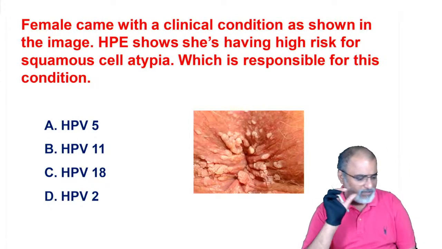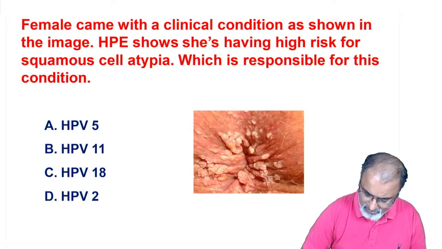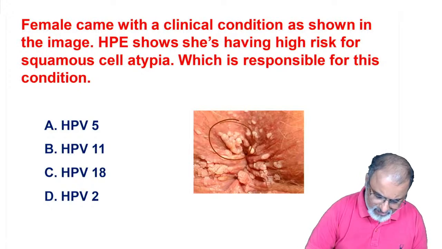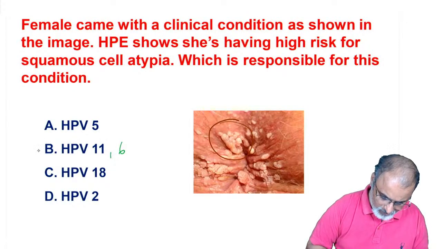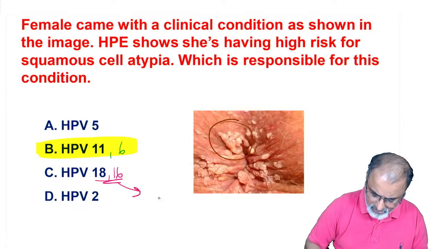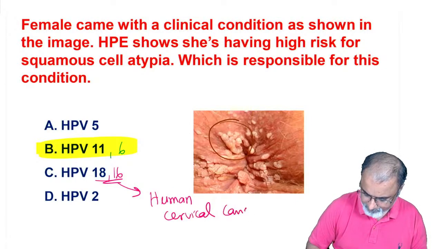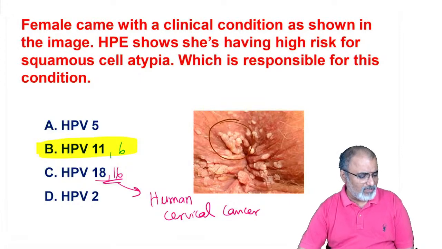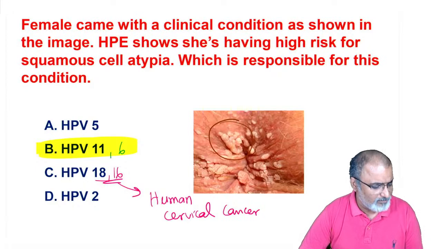Tade Podar. Next is, okay, listen to me carefully. This is anorectal wart. Anorectal wart, you can see in types 6 and 11. 6 and 11 cause anorectal warts. 16 and 18 cause human cervical cancer. Human cervical cancer. Yes, beautifully people answered. Swaraj, Tatora, Manithi.